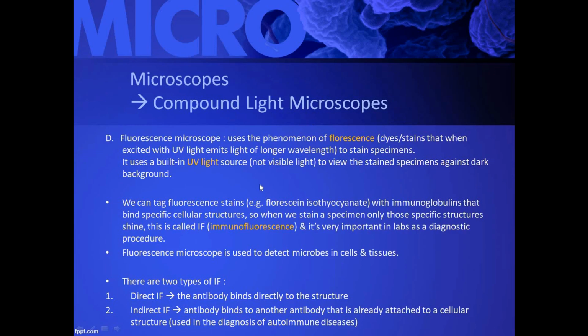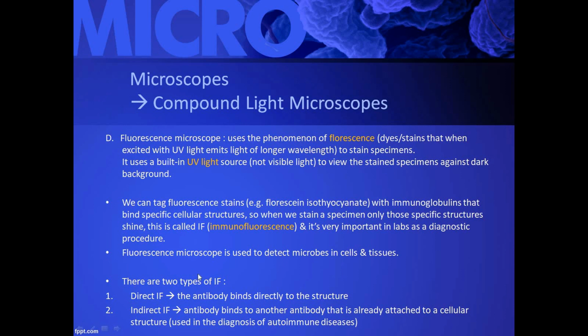This is called immunofluorescence. So we can tag fluorescence stains, for example, fluorescein isothiocyanate, with immunoglobulin antibodies that bind specific cellular structures. So when we stain a specimen, only those specific structures or specific microbes shine. This is called immunofluorescence, and it is very important in labs as a diagnostic procedure. Fluorescence microscope is used to detect microbes in cells and tissues.